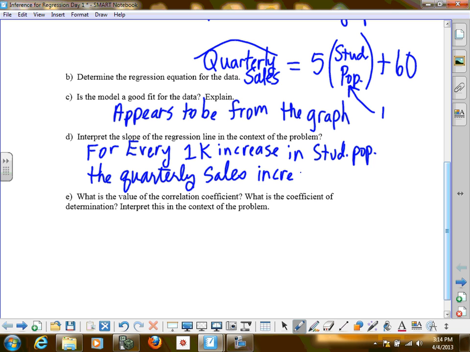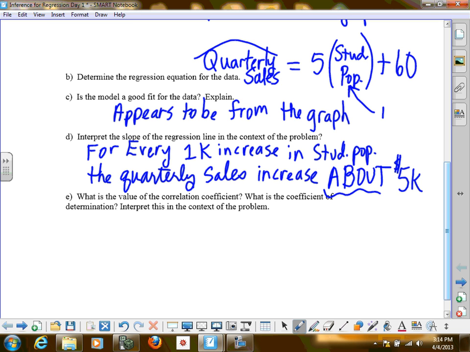increase about. You can't straight up say they increase 5,000 because that is saying, yes, for every 1 increase, it goes up 5 every single time. You have to say about, because every observance is not going to be exactly that.